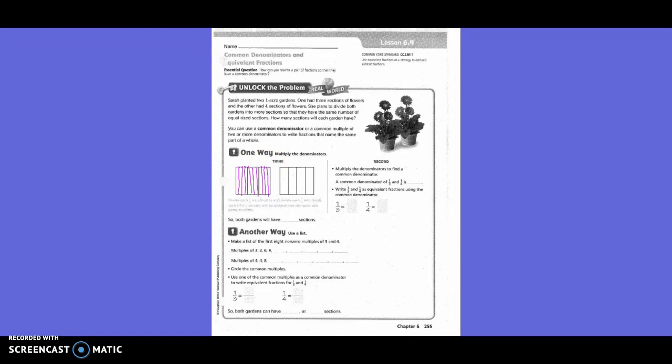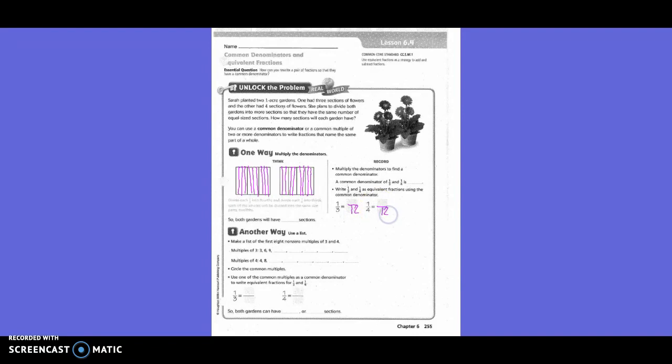Okay, then over here we have 4s, but we need to have 12 sections. So how many would we have to break each one of those into? Thirds. So we said our common denominator was what, guys? 12.